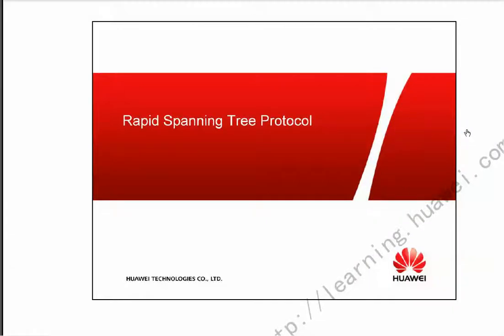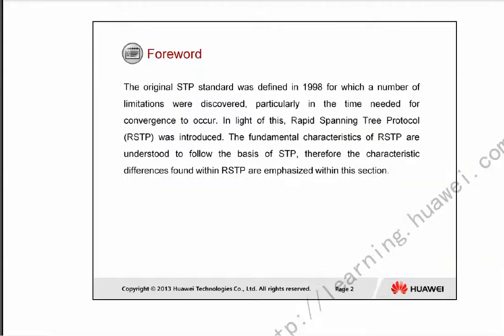Rapid Spanning Tree Protocol. The original Spanning Tree Protocol 802.1d was defined in 1998. This protocol's convergence time is very slow. Rapid Spanning Tree Protocol 802.1w was introduced after that to fix this problem.